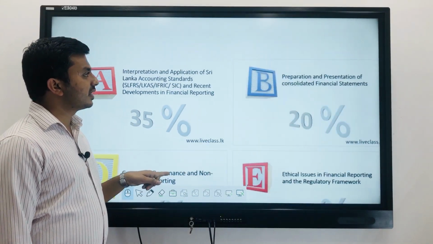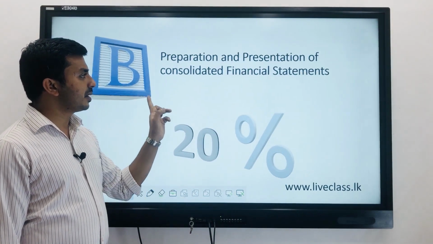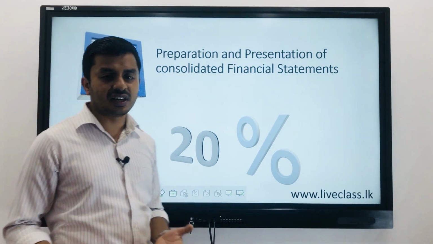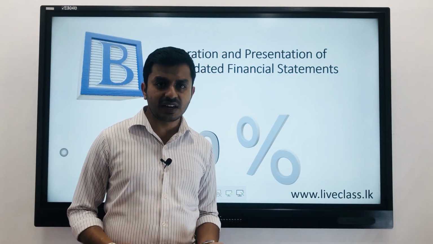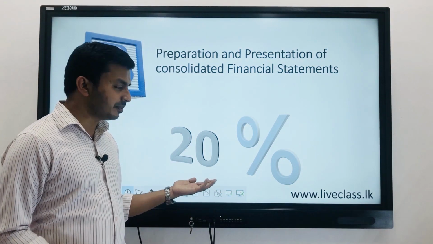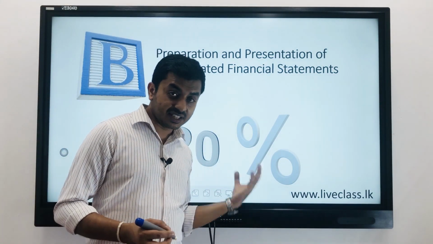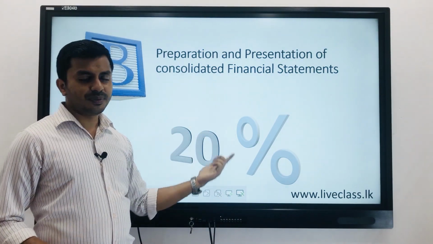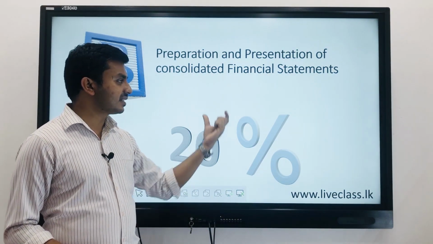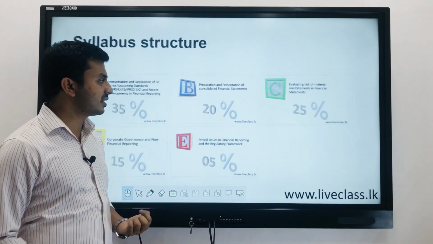Then we can see the second part, which is preparation and presentation of consolidated financial statements, with a 20% weightage in the syllabus. We can see what contents are included in the syllabus. So preparation and presentation of consolidated financial statements will cover 20% of your syllabus.